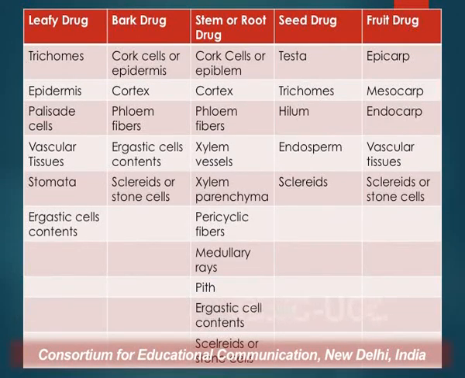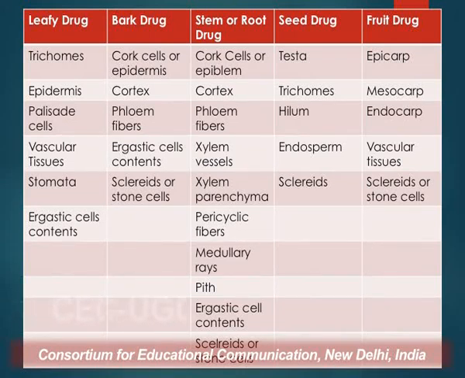Then in case of stem or the root drug, again we study the characters of the cork cells or epiblem. Epiblem is nothing but when the epidermis is present in root, we call it epiblem. So we study the characters of epiblem, cork cells, cortex, phloem fibers, xylem vessels, what kind of secondary thickenings are present in the xylem vessels, or what kind of pits are present on the xylem vessels. Then we study characters of xylem parenchyma, whether the parenchymas are having pits on it, whether they are having enough starch grains in it, whether the walls of the xylem parenchyma are thickened or not. So these characters. Then we look for the characters of pericyclic fibers if present, then medullary rays, ergastic cell contents, sclerids or stone cells.